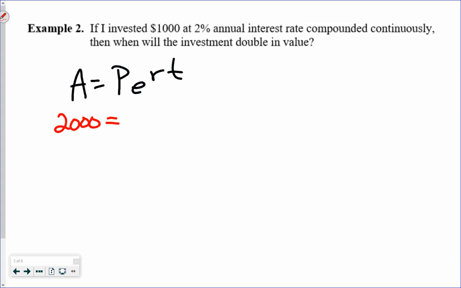P is what you started with, right? Would typically be called principal. That's what the P stands for. Not like Principal Nelson, but principal, the starting amount, which would be, in this case, 1,000. E is just e. Be very careful with your rate, please.